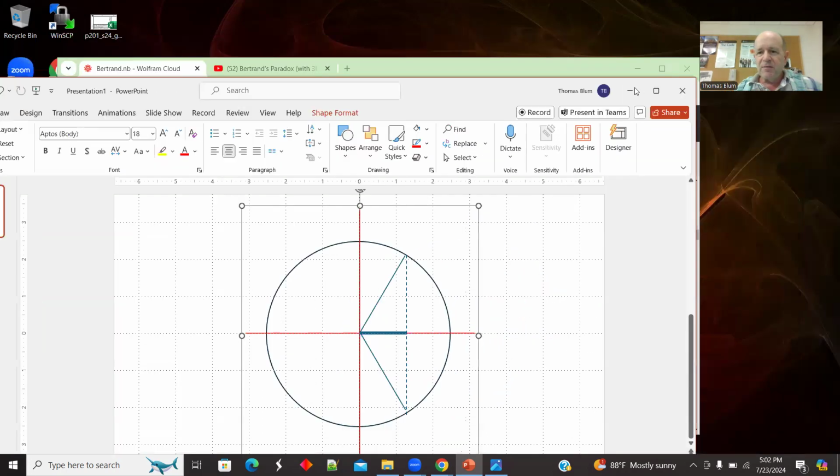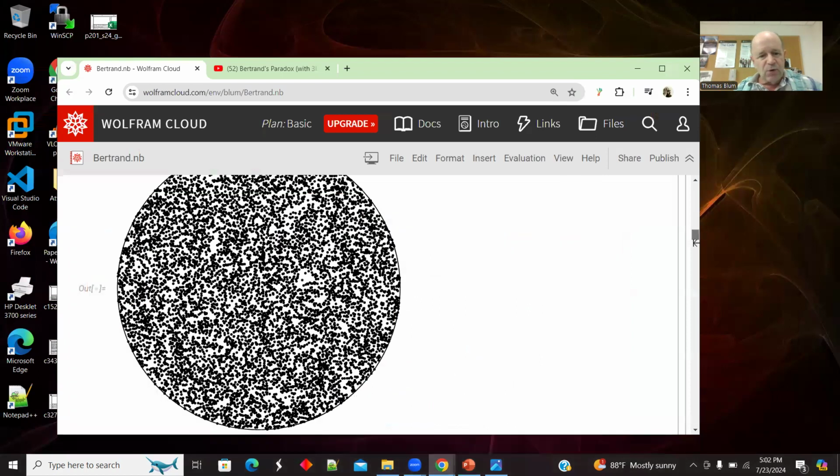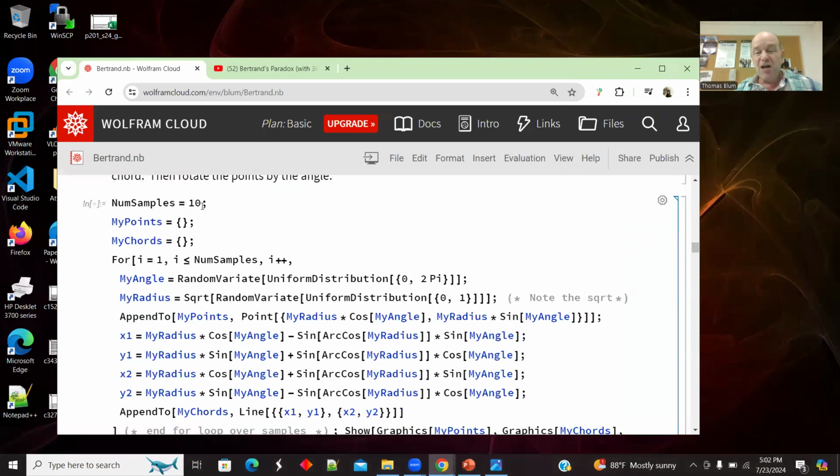So let's see that popping up in what we have here. First I'm just going to do 10 and draw them to see, am I getting what I thought I wanted to get? Okay, so I'm getting my random angles. I'm getting my random radius. Again, I've got that square root, which seemed to make sense above and give me the uniform distribution of points.